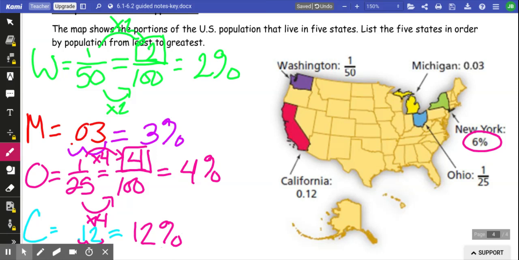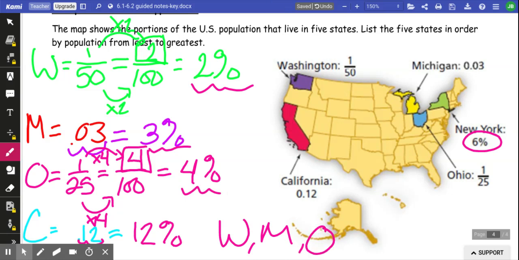So it says list the 5 states in order by population from least to greatest. We are going to go with the smallest amount, which is the 2%. So I have Washington. Then I would have the 3%, which is Michigan. Then I have 4%, which is Ohio. I don't have a 5%, but I do have a 6% over here in New York. And then last, for the highest percent, is going to be California, which is at 12%. So go ahead and pause the video and try the last try on your own.